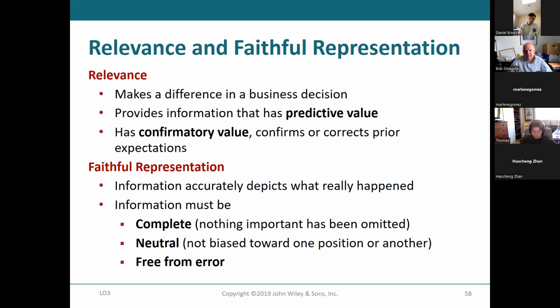Relevance. Here, we're going to finish up with some of these terms. I'm not going to read these slides word for word, but make a note: relevance, faithful representation. These are low-hanging fruit for your test. They love to throw these on the test. What's a relevant cost? Well, it makes a difference. We can confirm it. It helps us predict the future, maybe. Faithful representation. It's complete and neutral, not biased toward one position or another.